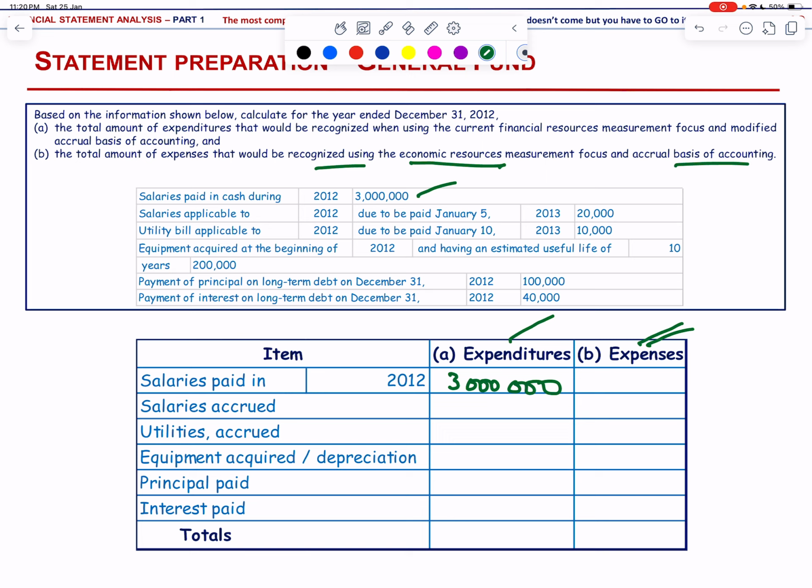Now, under the accrual basis, that is economic resources measurement focus, the expenses are recognized when incurred, regardless of when payment occurs. So the 3 million in salaries is also recognized as an expense because the liability for the salaries was incurred in 2012. So coming to the second one, salaries applicable to 2012 due to be paid on January 5, 2013, is 20,000.